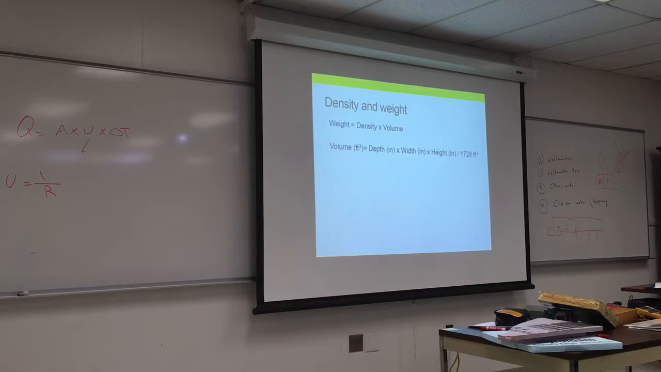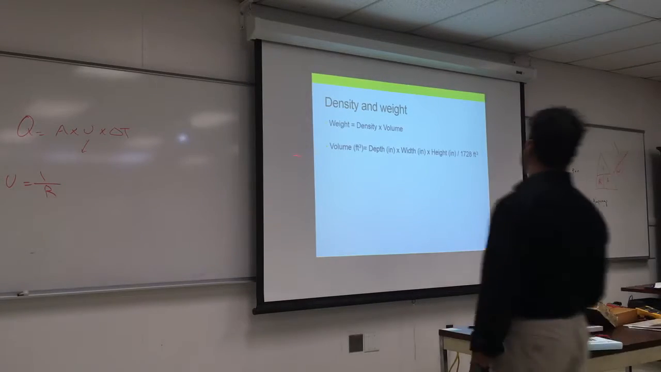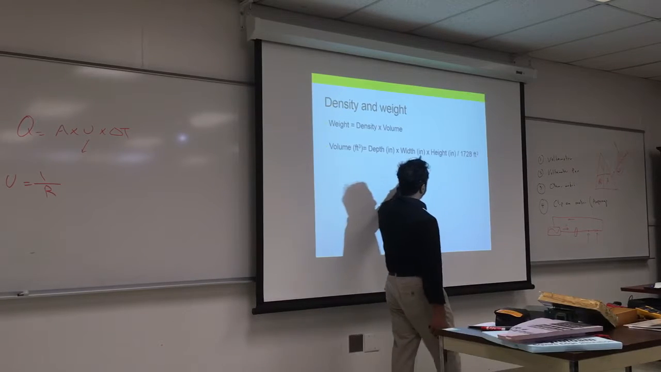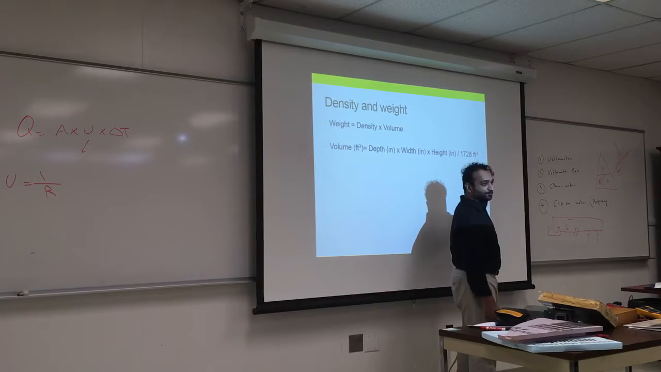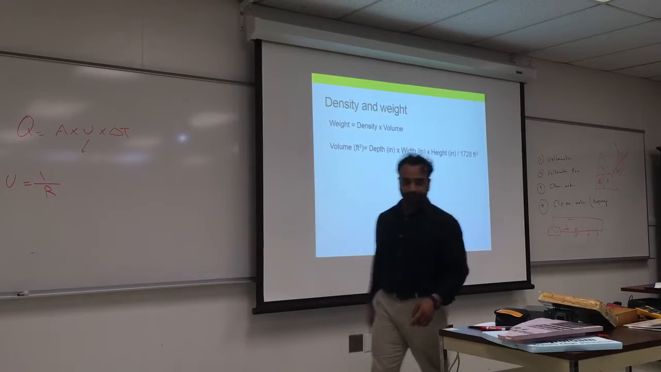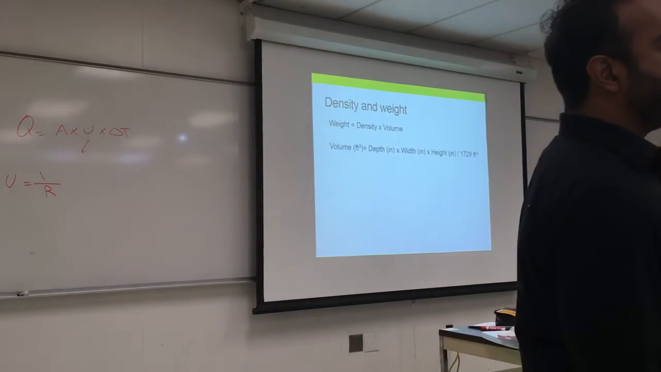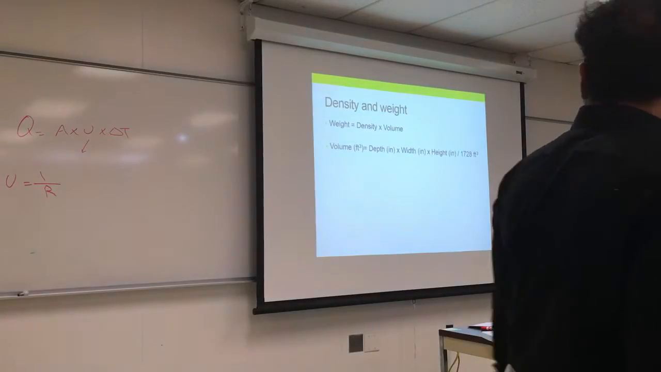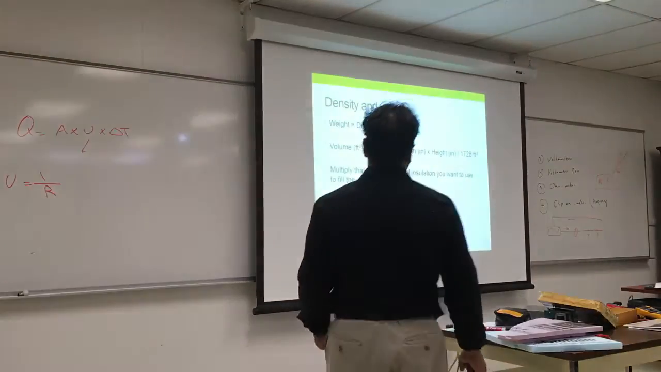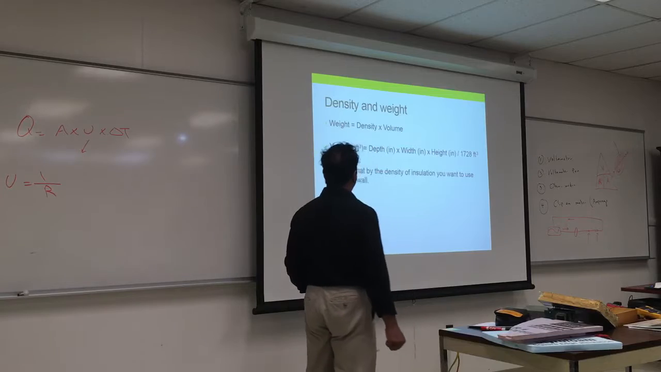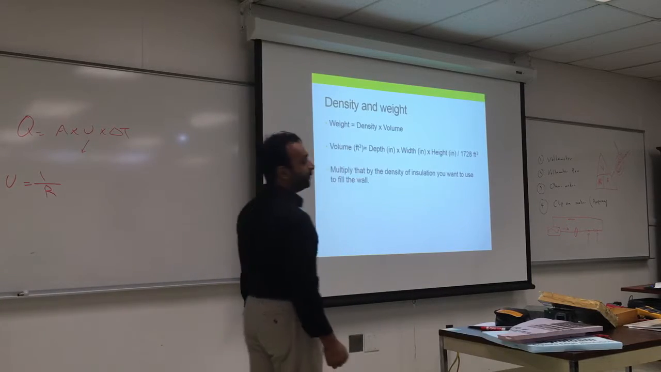So when you measure a wall cavity, you're not going to go with feet, right? You're going to go with inches. But at the end, you have to convert inches into feet. So it's very confusing. But again, notice inches, inches, inches, and feet cubed. We need to know that. Why? Because we want to achieve the right density of the insulation. Otherwise, it's not going to serve the purpose. So multiply the density of the insulation that you want to use by the volume of the wall, and you'll get the weight.